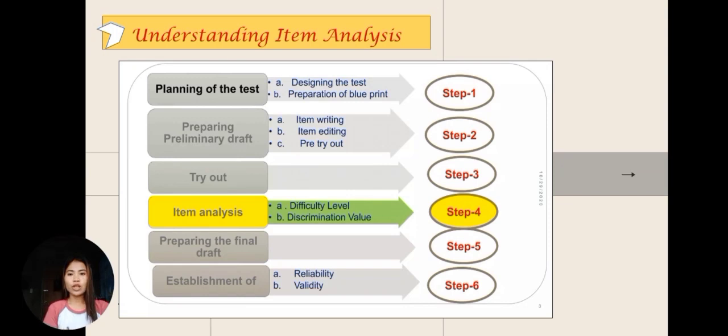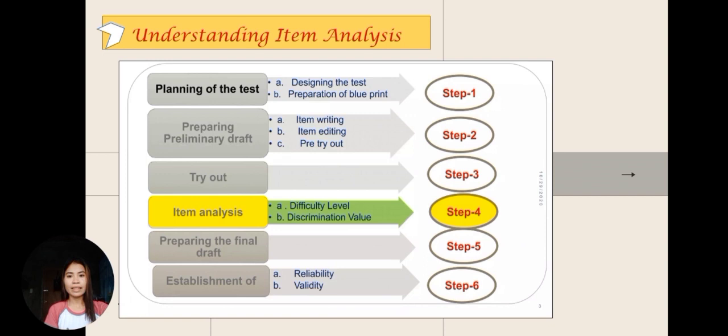To understand item analysis, it can be done through, first, planning of the test, which should be on designing the test and the preparation of the blueprint or the questionnaires. Then, we need to prepare the preliminary draft, which are the item writing, editing, and the pre-tryout for learners. Then, after that, the examination proper or the conduct of the item test to learners so that we can process or measure the difficulty level and discrimination value of each item we made on the questionnaires. And that is the item analysis. After analyzing the results, we can now create a final draft and establish the reliability and validity of the conducted tests.